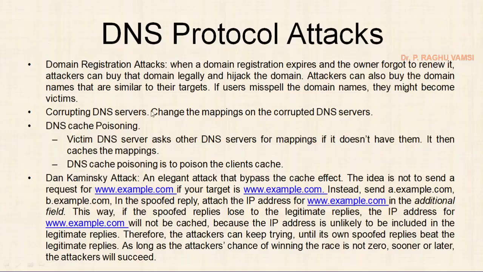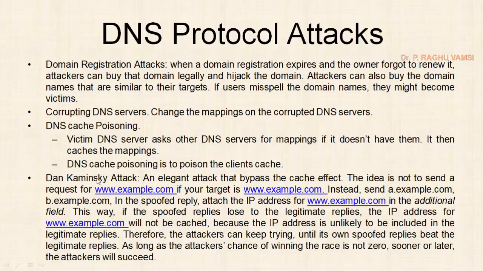Next is corrupting the DNS servers, changing the mappings of the DNS servers. Next is DNS cache poisoning. As I told you how ARP cache poisoning happens, in the same way DNS cache poisoning works. Victim DNS servers ask other DNS servers for mappings, and if they do not have them, the DNS caches the mappings. DNS cache poisoning poisons the client's cache, so they will not get the correct mapping.